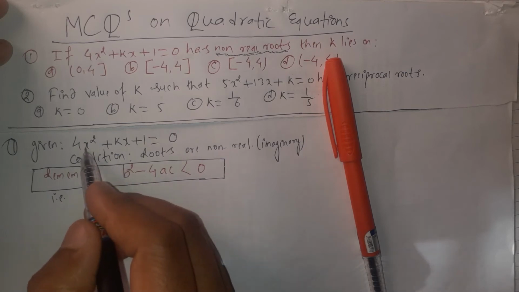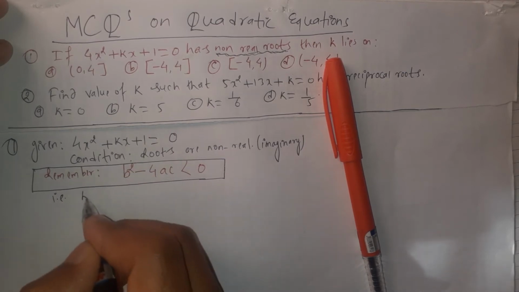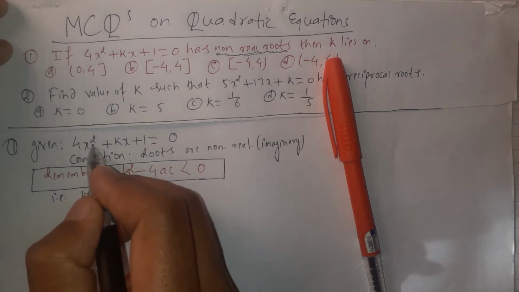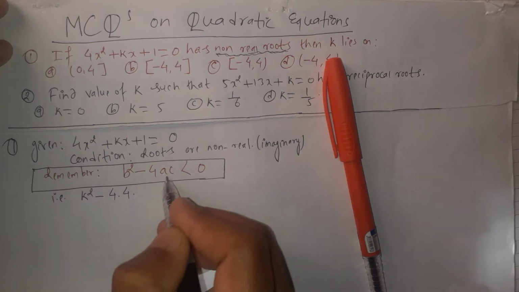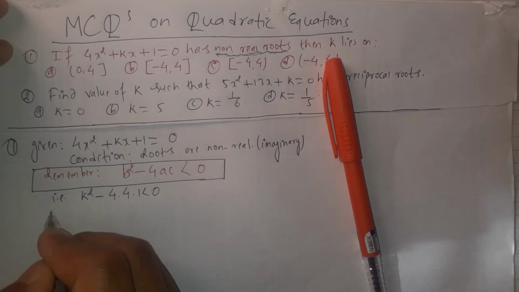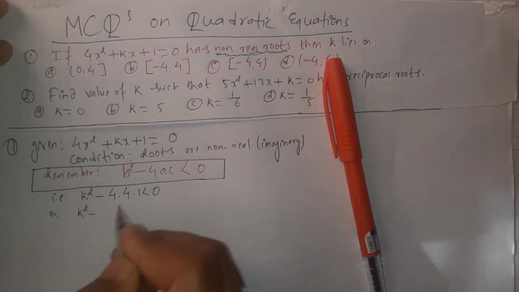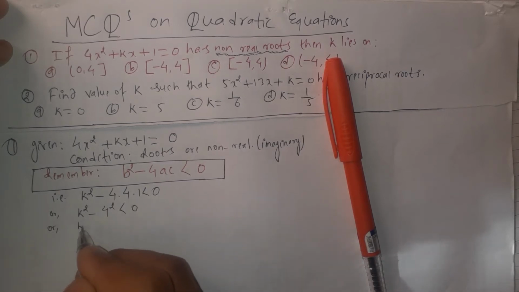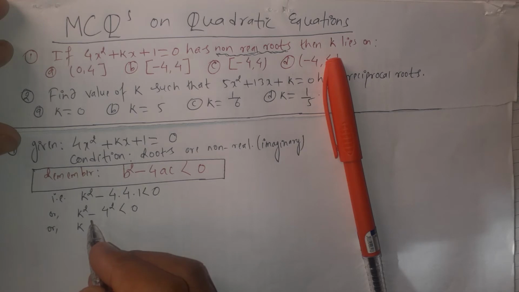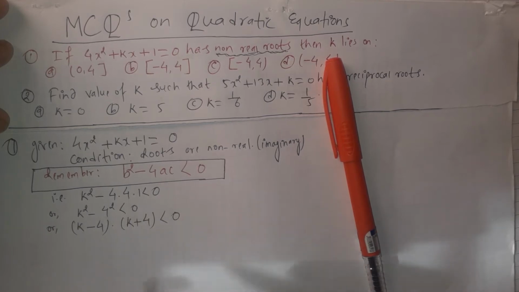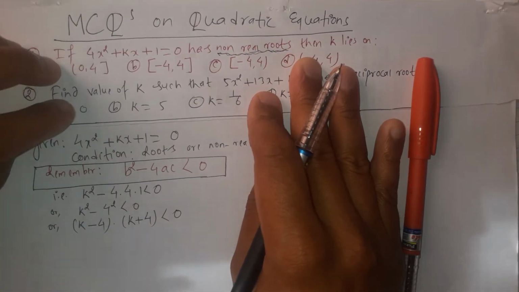Here b is the coefficient of x, so it is k square minus 4 times a, the coefficient of x square, which is 4 here, and c is the constant term, and this is less than 0. Let's solve this inequality. 4 times 4 can be written as 4 square, or applying the difference of squares formula, k minus 4 times k plus 4 is less than 0. Now solving this inequality.